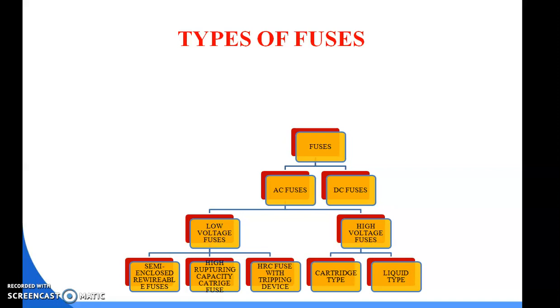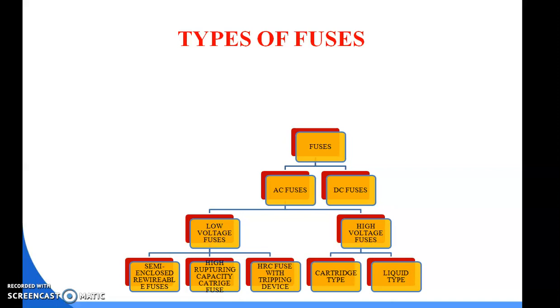This is a long question: fuse and types of fuse. This is an important long question for your semester examination. So what are the low voltage fuses? The low voltage fuses are the semi-enclosed rewirable fuse, the high rupturing capacity cartridge fuse, and the HRC fuse with tripping device. Another is the cartridge type high voltage fuse, and another is the liquid type. So these are the different types of fuse.